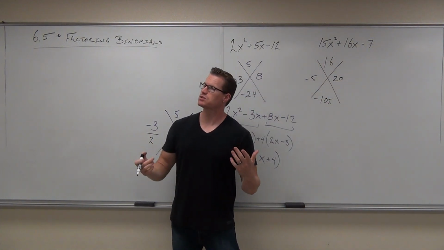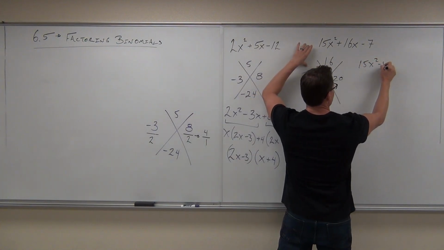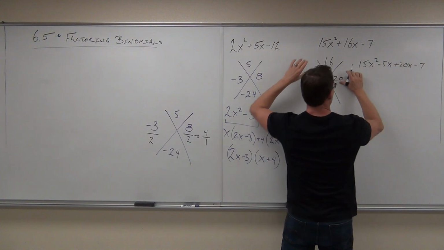Now, after this, you have the choice. You can do the 15x squared minus 5x plus 20x minus 7. I'm sorry, 21. My bad.